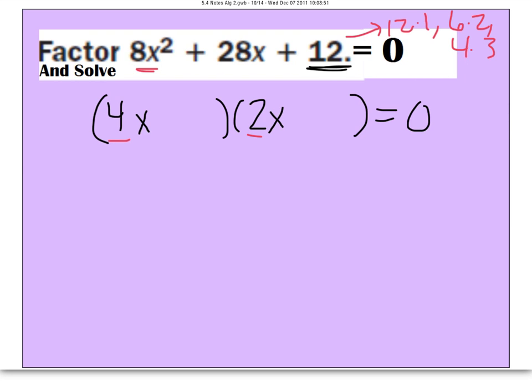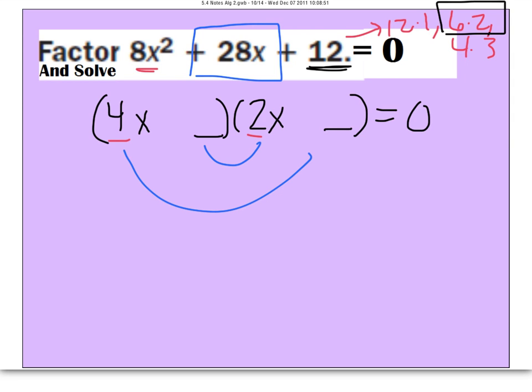And I'm going to put the factors of 12 here and here, so this and this come back to a 28. And I'm just going to eyeball it, and I think we made the right choice. I think this one's going to be the 6 and 2 combo. If I put the plus 2 here and the plus 6 here, look at this. 2 times 2 is 4x. 4x times 6 is 24x. Gives me 28x. Great.